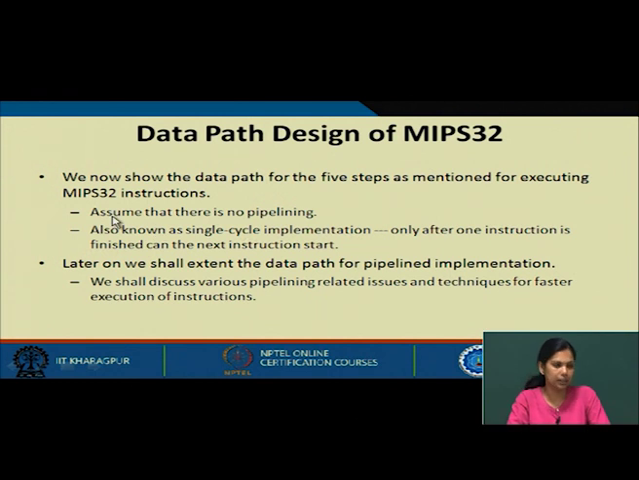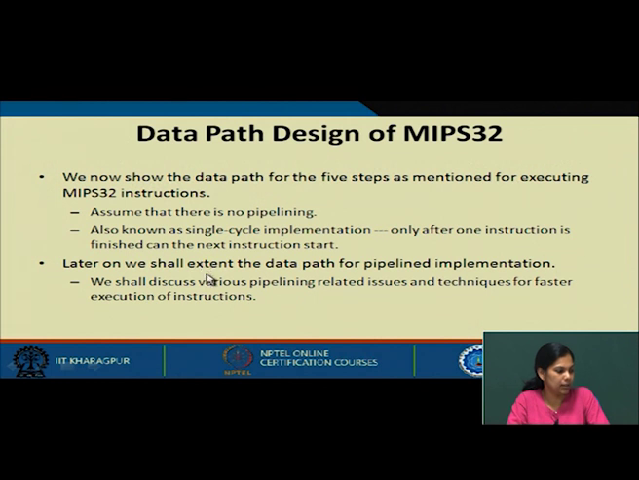And we are assuming here that there will be no pipelining. This is also known as single cycle implementation. Only after one instruction is finished can the next instruction start. By single cycle implementation, we mean that we execute one instruction fully and then we move to the next instruction, and again we move to the next instruction after executing the previous one.